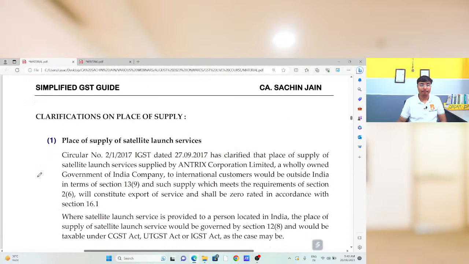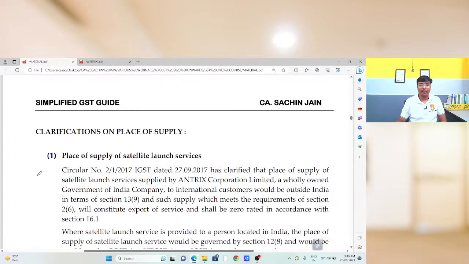So this is the specific point regarding online information database access and retrieval services. The R&D related point we have covered. For determining the place of supply in case of online information database access and retrieval services, we have a total of 7 conditions. If the recipient follows any 2 conditions, in that case the place of supply will be the location of the recipient. That is the condition.